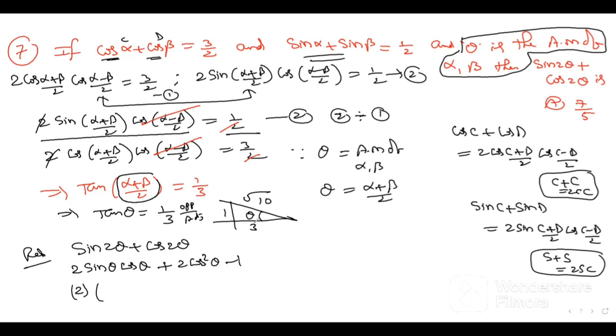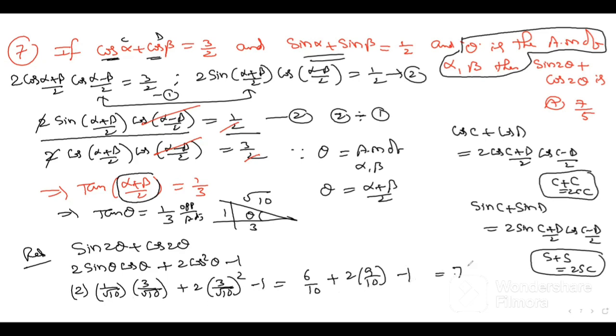2 into sin theta value from this triangle: how much? 1 by root 10, opposite side by hypotenuse. Cos theta, adjacent side by hypotenuse, is 3 by root 10. Cos square theta means 3 by root 10 whole square, minus 1. Here 6 by root 10 into root 10, that is 10. Here 2 into 9 by 10, minus 1. What do we get here? 6 by 10 plus 18 by 10 minus 1 is nothing but 7 by 5. The answer is 7 by 5.